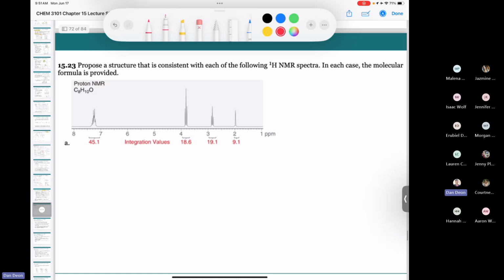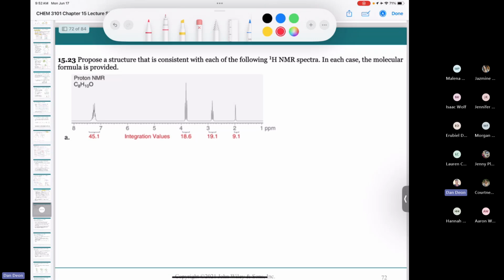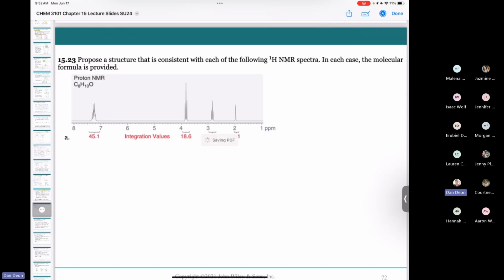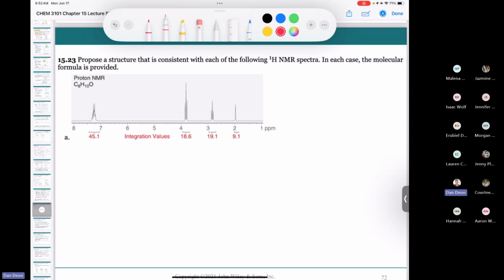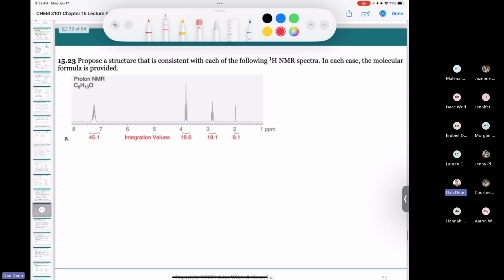But before we do that, let's see if we can propose a structure that is consistent with this NMR spectrum here. I actually forgot that I had stuffed this problem in here. But let's see if we can solve this one as a group, and I'll walk you through it. I know it's a little slow when I ask questions sometimes, but let's try it. Did anybody calculate the HDI for this compound? I haven't, so I'm going to do it right now. Anybody get an HDI? Does anybody have an HDI?